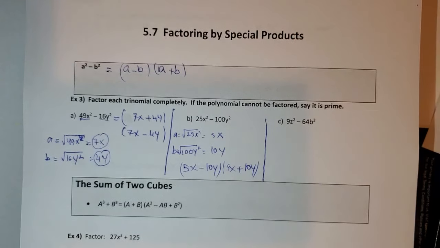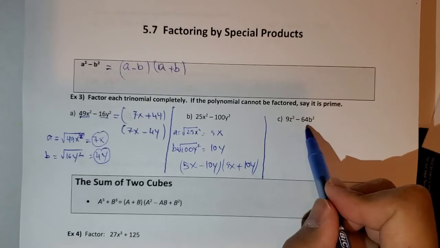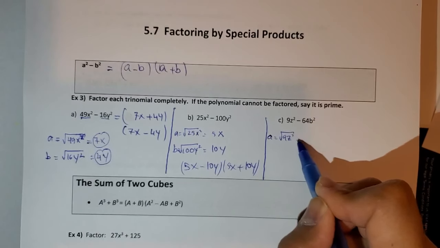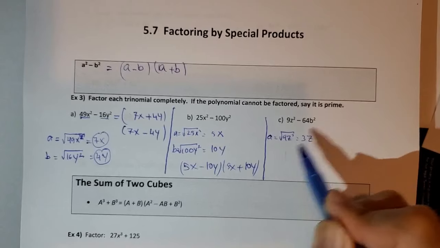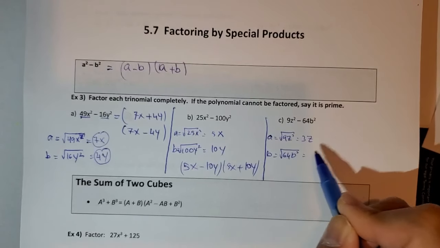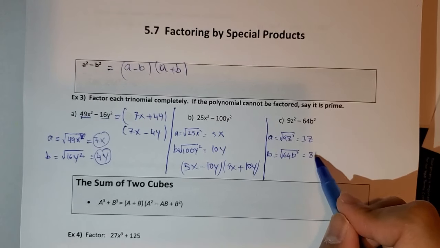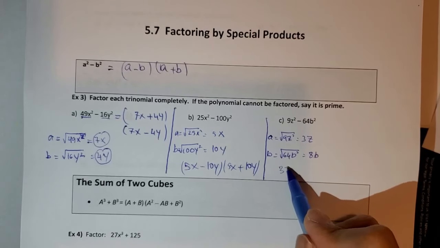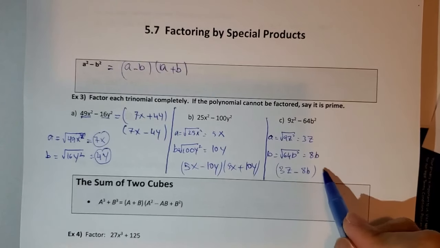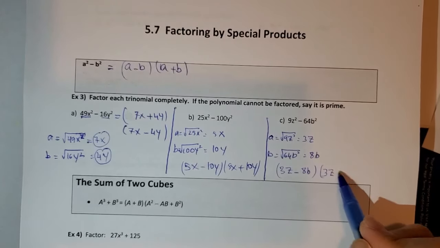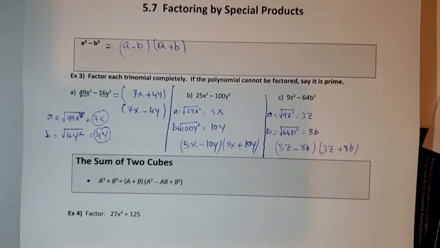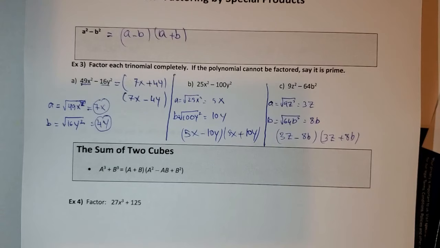So now I do the same thing with this one. My a here is the square root of 9z squared, which is 3z. And my b here is the square root of 64b squared, that should be what, 8b. So my answer here is going to be 3z minus 8b, or you can put plus here if you want to, it doesn't matter. 3z plus 8b. So that's how you factor the difference of two squares.